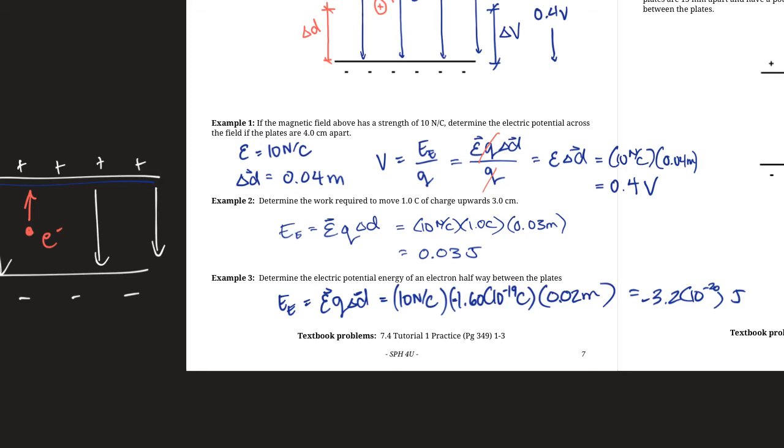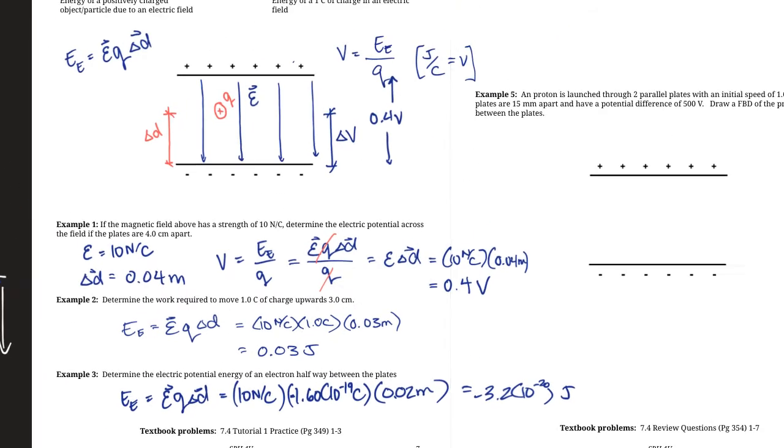That will happen whenever you have a negatively charged object, particle in an electric field. It always wants to move against the field lines, okay? There we go. So let's move on to the next question.